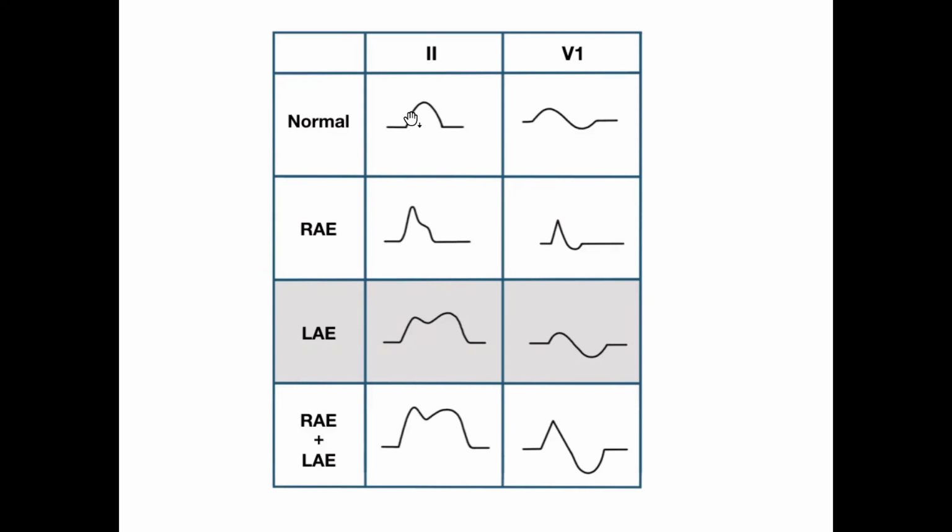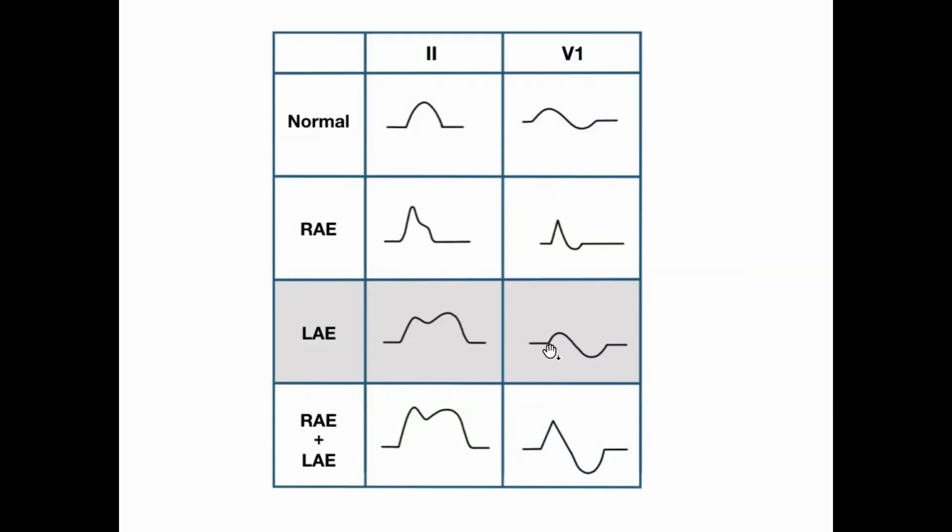But if there is left atrial enlargement, right atrial depolarization is normal, thus the first half of the P wave is normal. But for the second half, because the left atrial mass is very much increased, the height of the second half is also increased, and also the duration is increased. So there will be a bifid P wave with increased P wave duration. That is in lead 2.